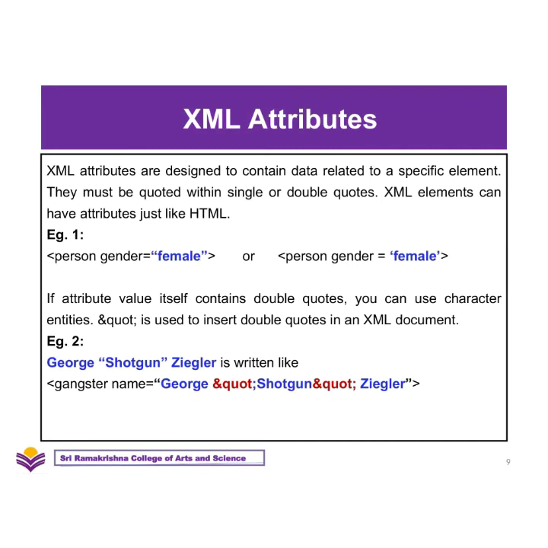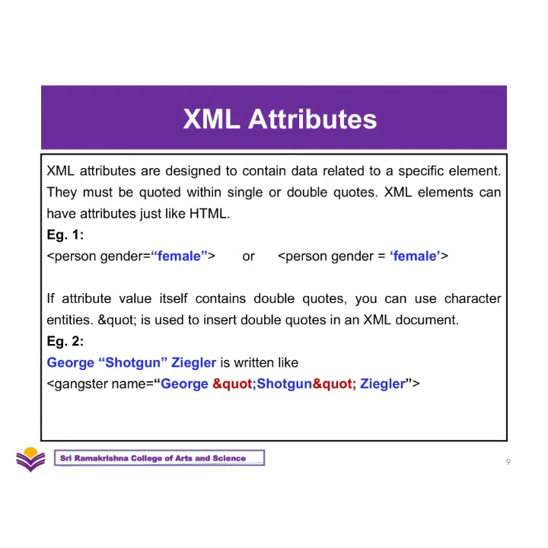XML attributes are designed to contain data related to a specific element. They must be quoted within single or double quotes. XML elements can have attributes just like HTML. In example 1, the attribute value female within double quotes and within single quotes are valid.